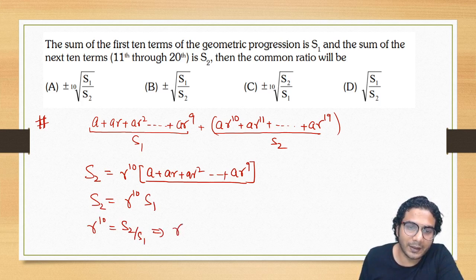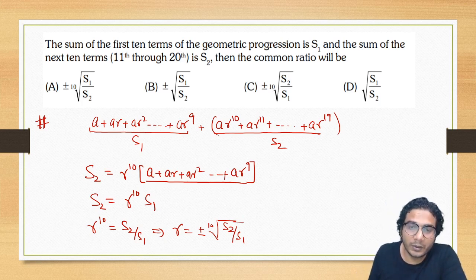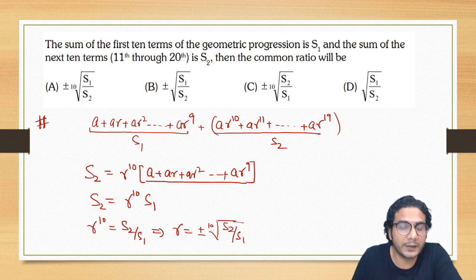Then you can write R is equal to, okay, whenever you are taking even root, you'll have to put plus minus of 10th root of S2 upon S1, okay? Like you take a square root, you put plus minus, you take fourth root, you put plus minus, you take sixth root, you put plus minus. And similarly, any even root, you'll have to put plus minus, okay? So in this also, you'll write R is equal to plus minus of 10th root of S2 upon S1.